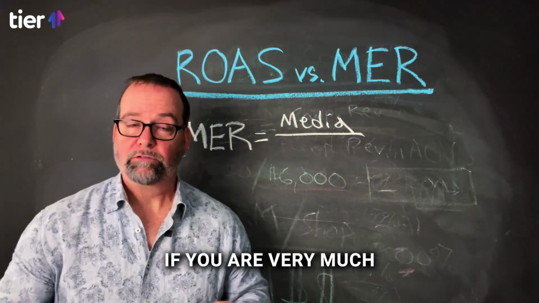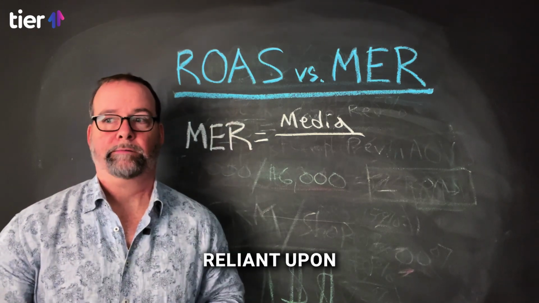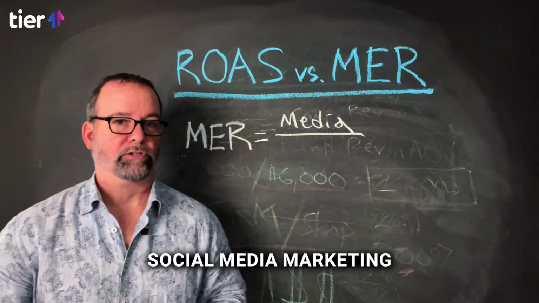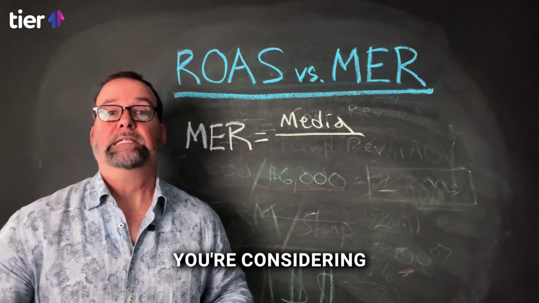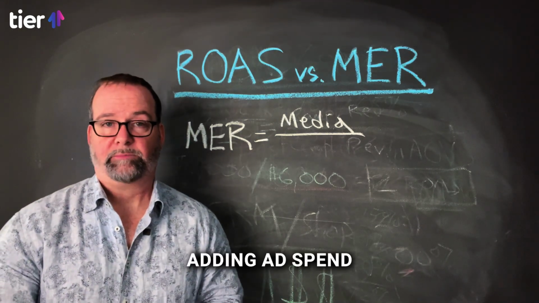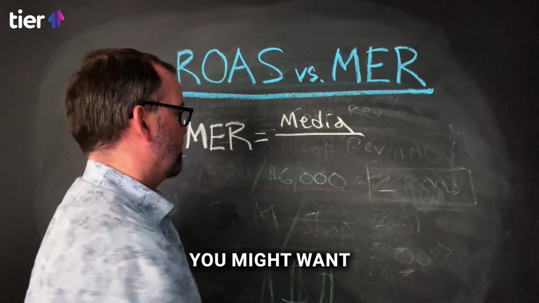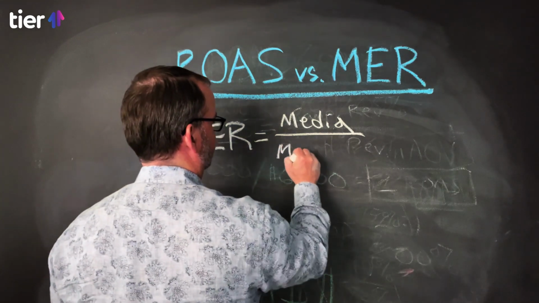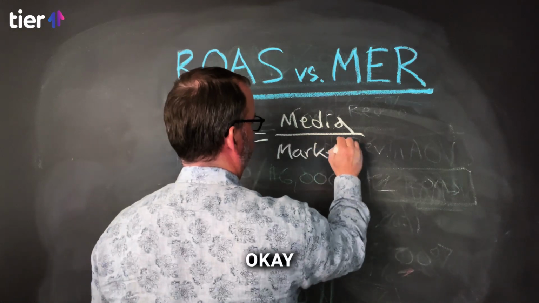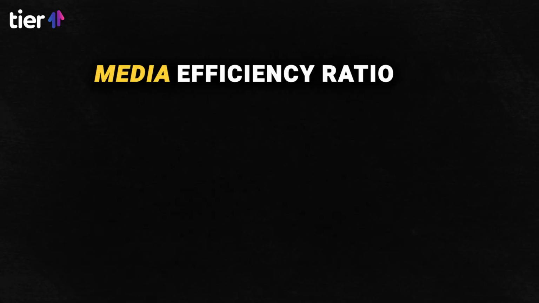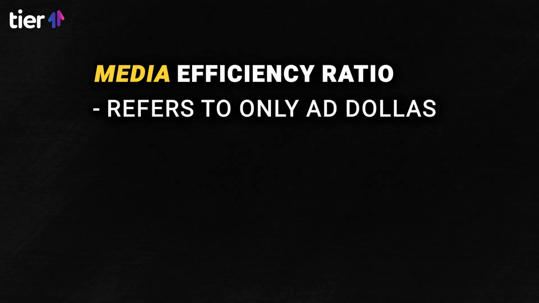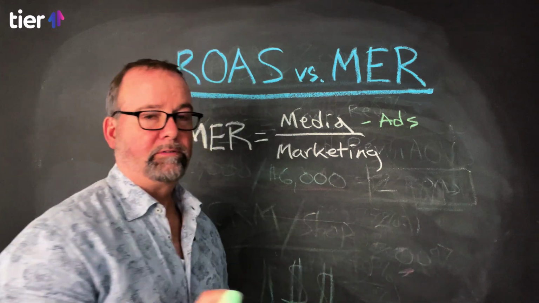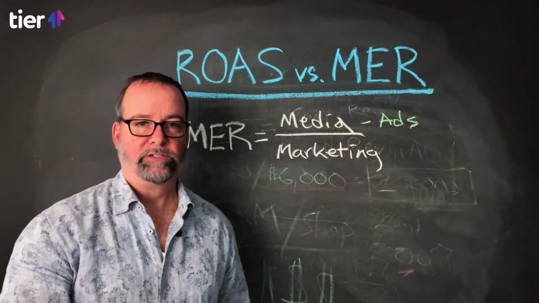However, if you are very much reliant upon content marketing, for example, social media marketing, you don't really have much in the way of ad spend, or maybe you're considering adding ad spend into your marketing mix, you might want to look at this as marketing. Okay. Now, when I say media, we're thinking about the actual ad dollars. The ad dollars itself, and that is typically what we refer to as media efficiency ratio.